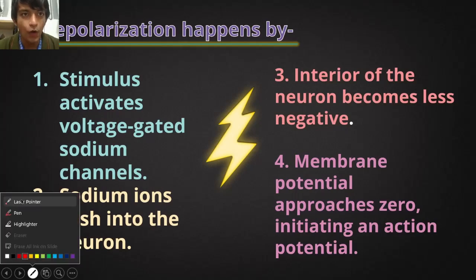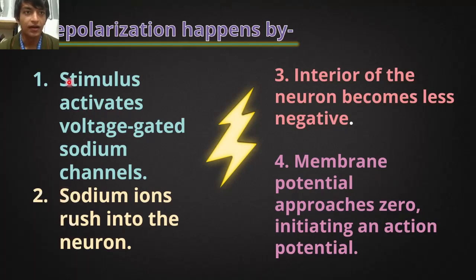Now let's discuss how depolarization happens. Depolarization happens when a stimulus activates voltage-gated sodium channels. Sodium ions rush into the neuron. The interior of the neuron becomes less negative. The membrane potential approaches zero, initiating an action potential.